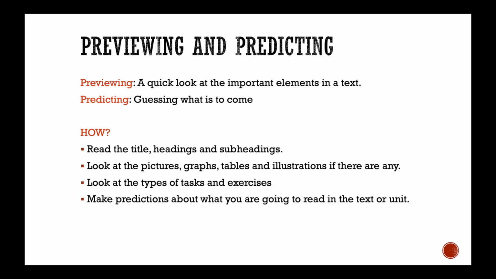In order to practice this skill or this strategy, you can find a reading book around you and have a quick look at the parts of the book and try to predict what the book is about and the things in the book.